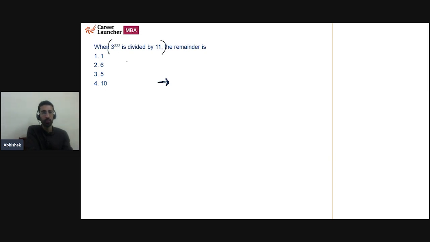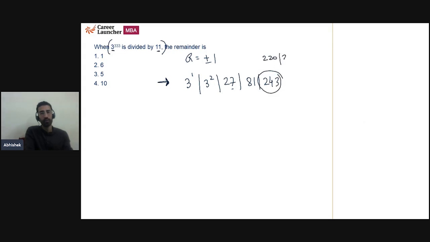And such questions, what you should tend to do is look for a power of 3 which, when divided by 11, leaves a remainder of plus or minus 1. You want a plus or minus 1, right? So if I look at powers of 3, 3 to the power 1 is 3, doesn't leave plus or minus 1 when divided by 11. 3 square is 9. 9 is not that number. 3 cube 27. Not that number. 27 divided by 11 leaves 5. 81 divided by 11 leaves 4 as remainder, but 243 divided by 11, right? Because 220 is a multiple of 11. So is 231. So is 242. So 243 will leave a remainder of plus 1.